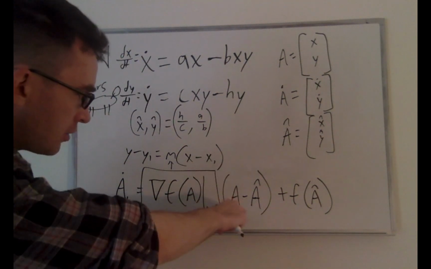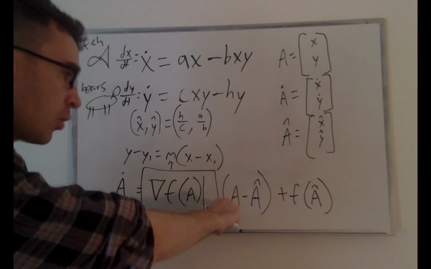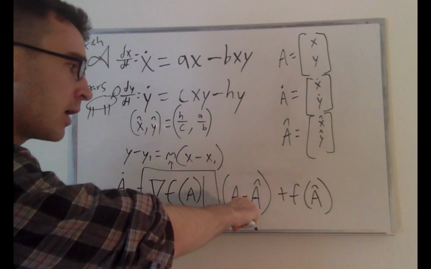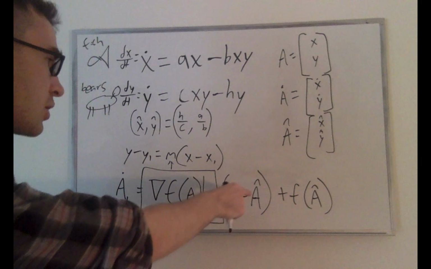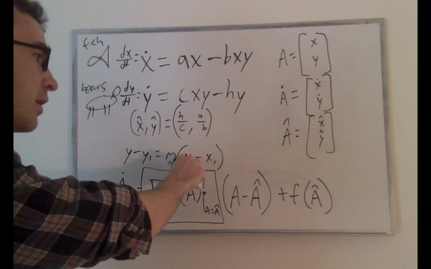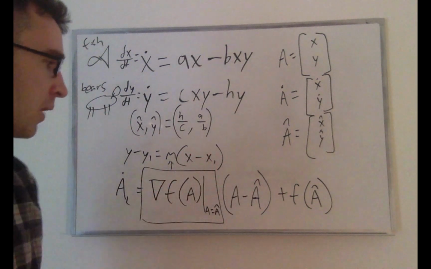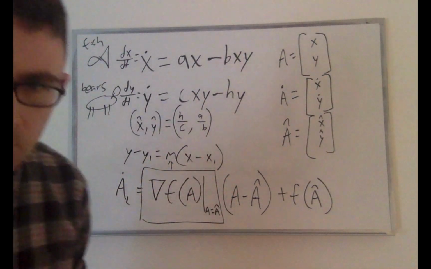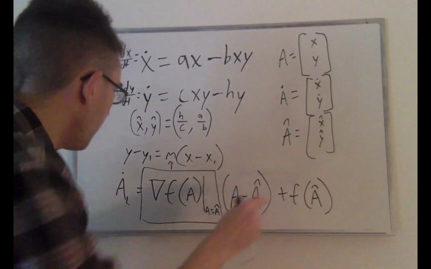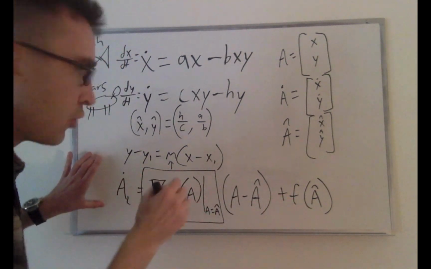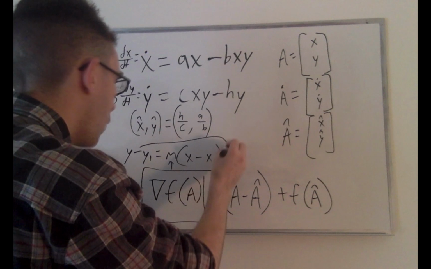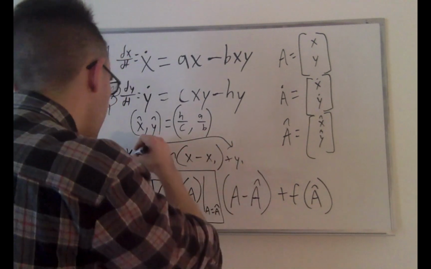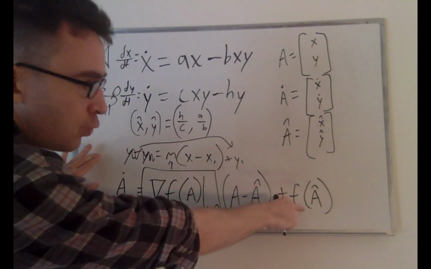And then this part here is just our variable matrix minus our equilibrium point matrix. Again, that's similar to just x minus our x coordinate. It looks exactly the same as this. And then this term over here, remember in the beginning of the video, I showed you guys how we can just move this y coordinate over to the other side and put it over here. That is what this is.